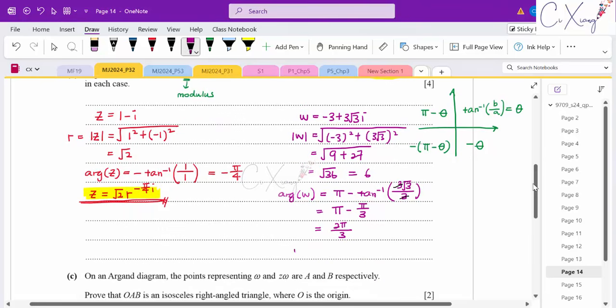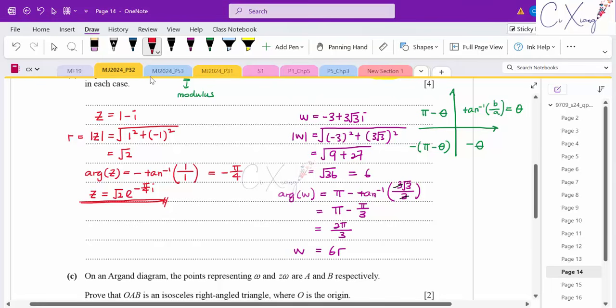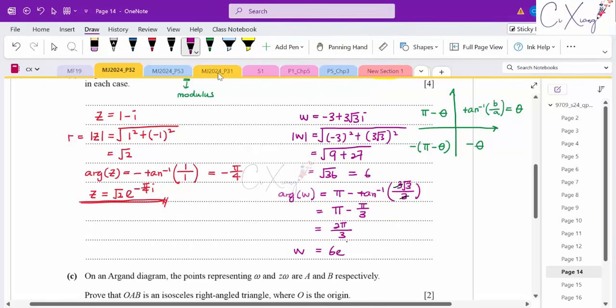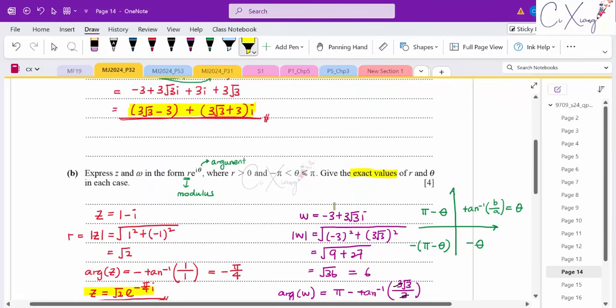Then again, we write your w into the exponential form, so it will be 6, then r. Also, it is not r, it should be the e. So that's part I also wrote wrongly just now. So it should be e. Okay, so 6, then e power 2 pi over 3i. Okay, so this is how we find out the exponential form for z and also w separately. Yeah, so this is what we have for part B.